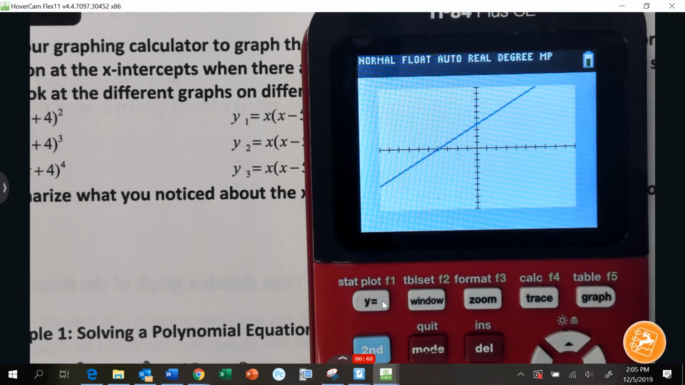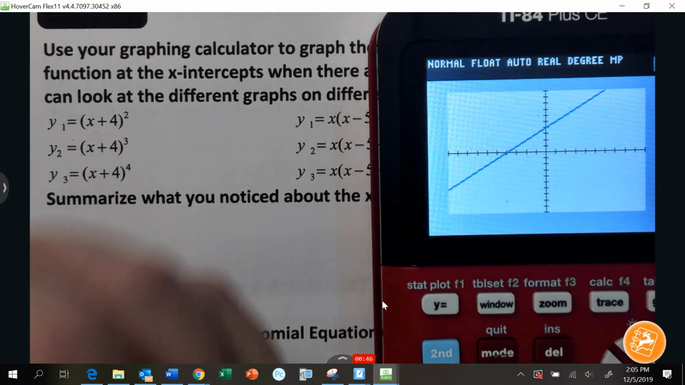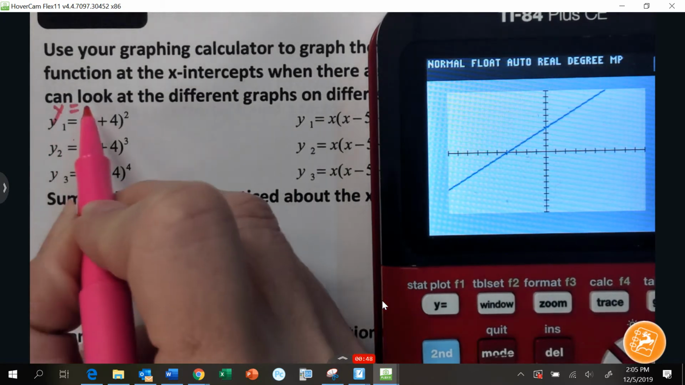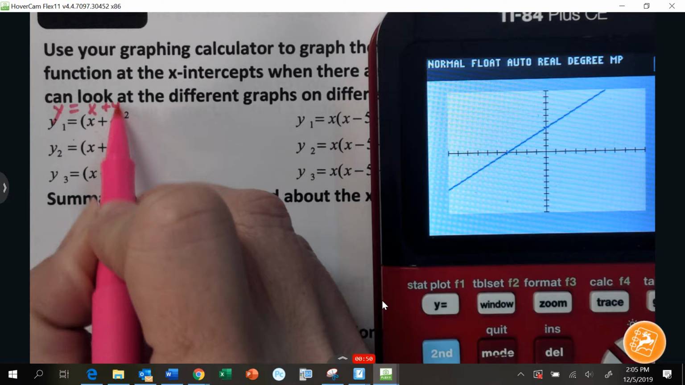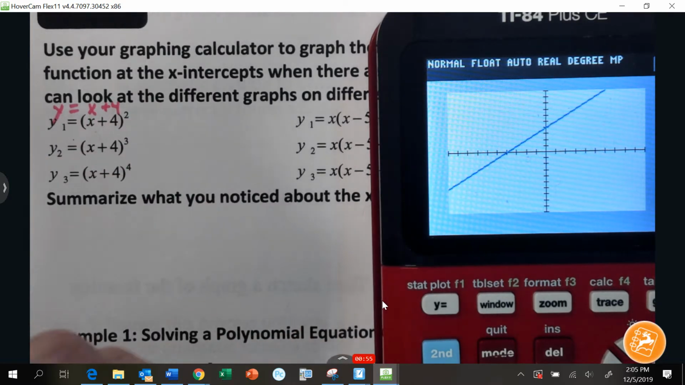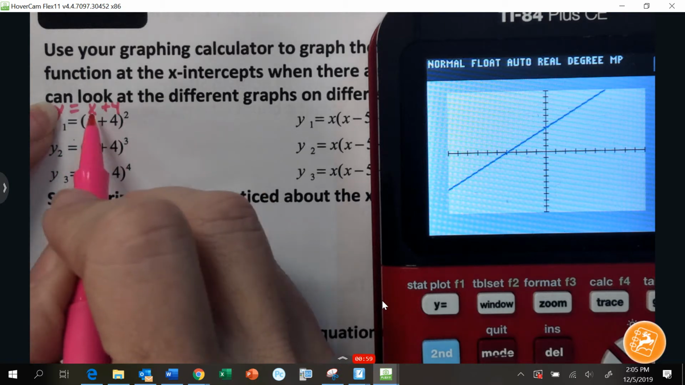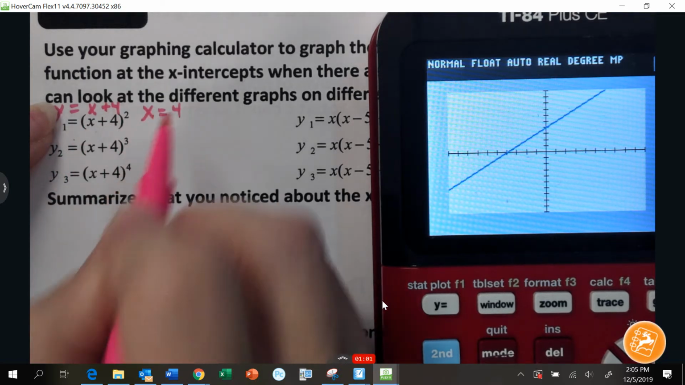Now tell me, where's the x-intercept? At -4, because if we have x plus 4 to the first, that is our only factor. So if y equals 0, we solve this for x, x would equal -4.